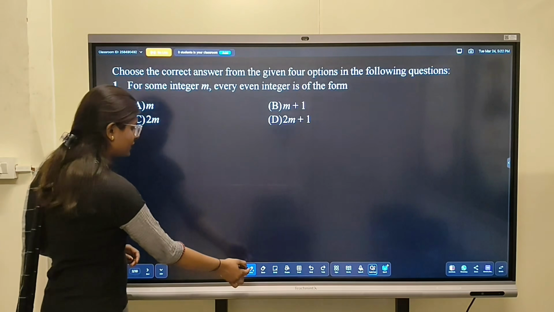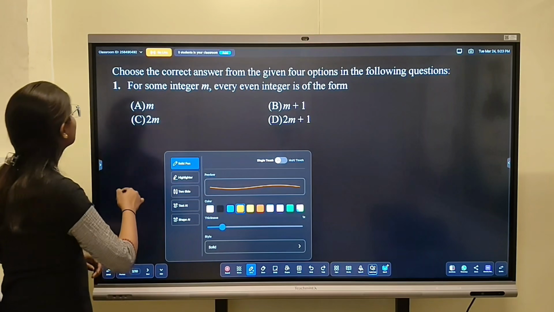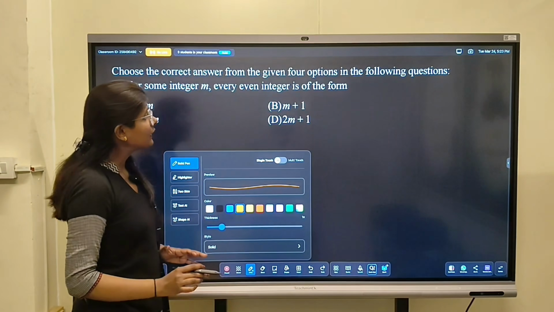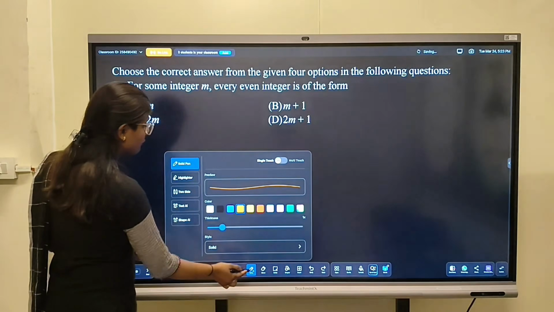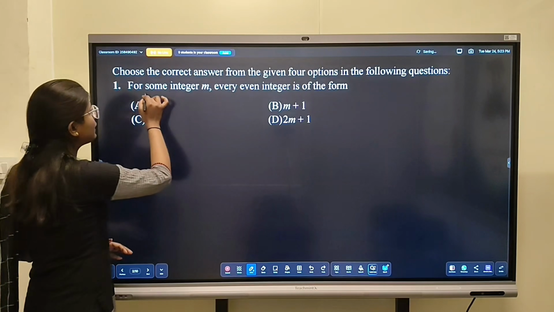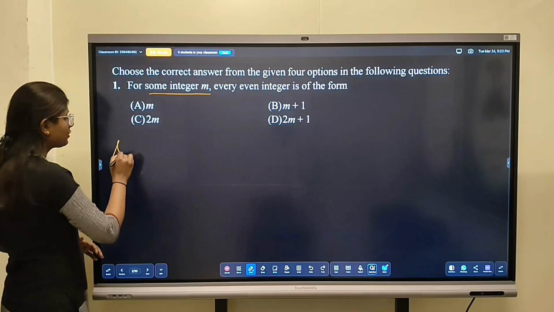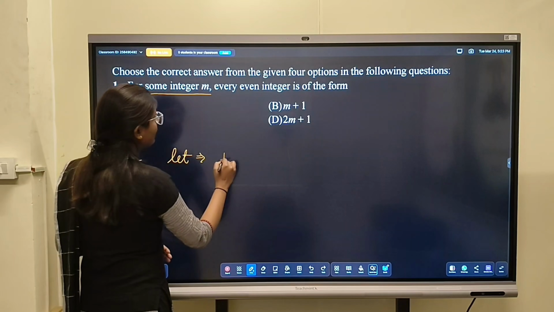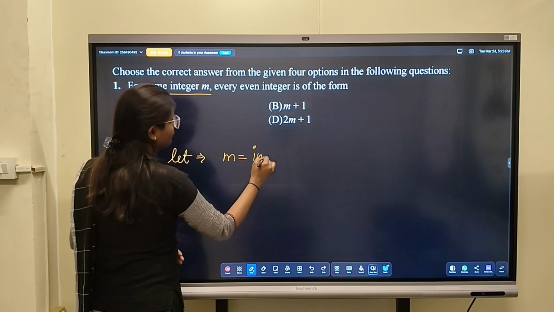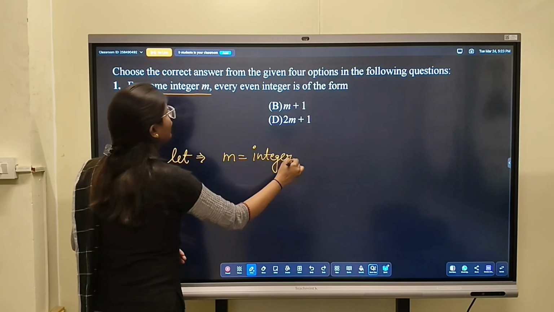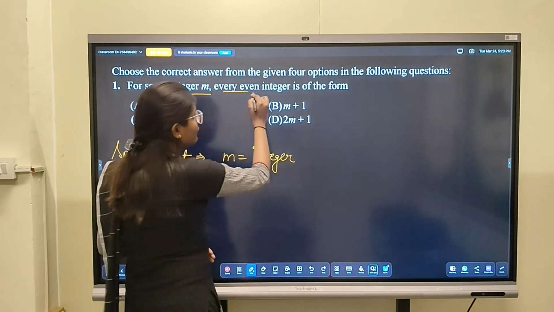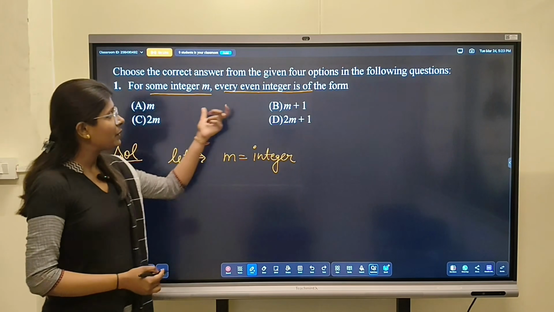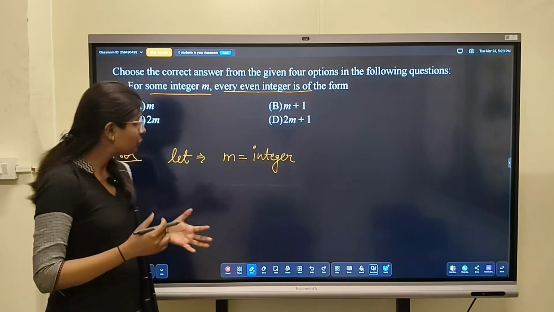The first part is: choose the correct answer from the given 4 options in the following questions. And the first question states, for some integer m. So let's assume that m is an integer, right? Every even integer is in the form of what? There are 4 forms given: m, 2m, m plus 1 and 2m plus 1. How do we solve it?